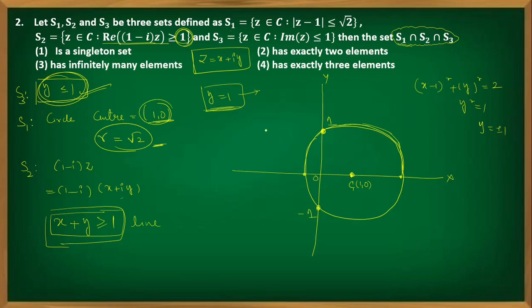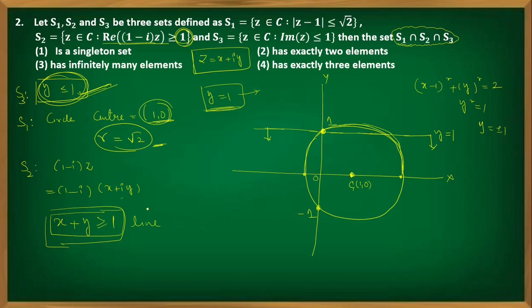So now where is the line y is equal to 1? This is the line y is equal to 1. Now you know the meaning of y less than or equal to 1? Below the line. The region is below the line. We'll shade it later.